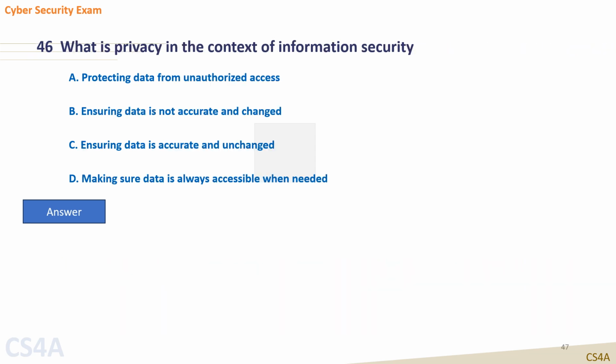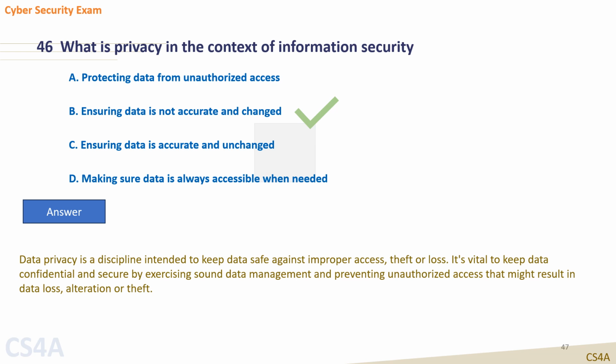So here the question is, what is privacy in the context of information security? Protecting data from unauthorized access, so this is the correct one. Ensuring data is accurate and unchanged, that is integrity. And making sure data is available when needed, this is availability. So the correct answer is A, protecting data.